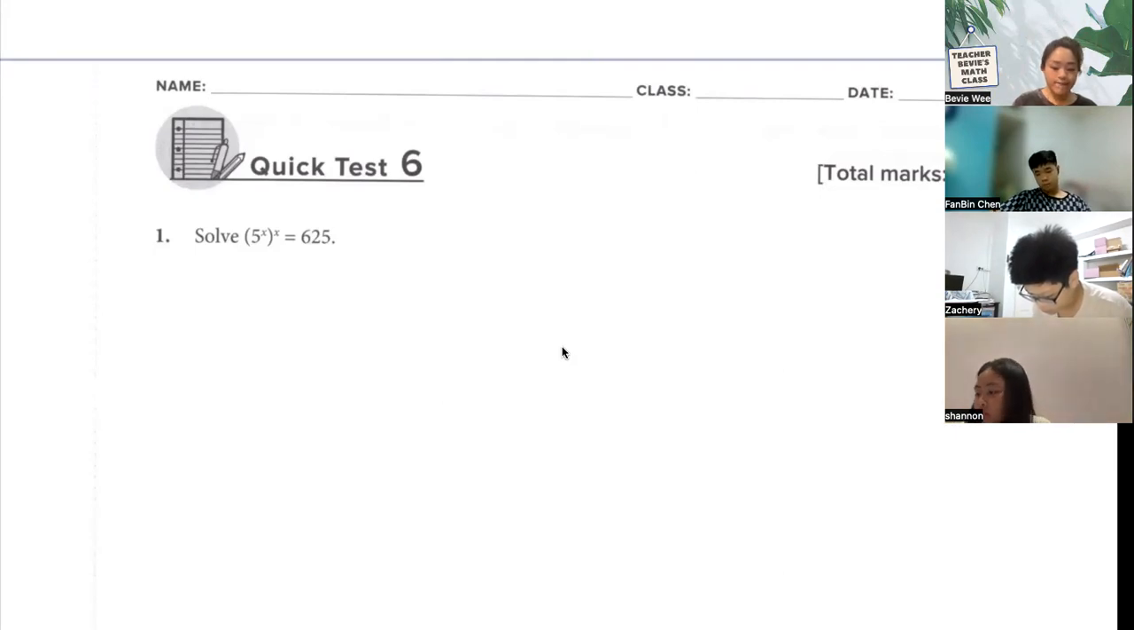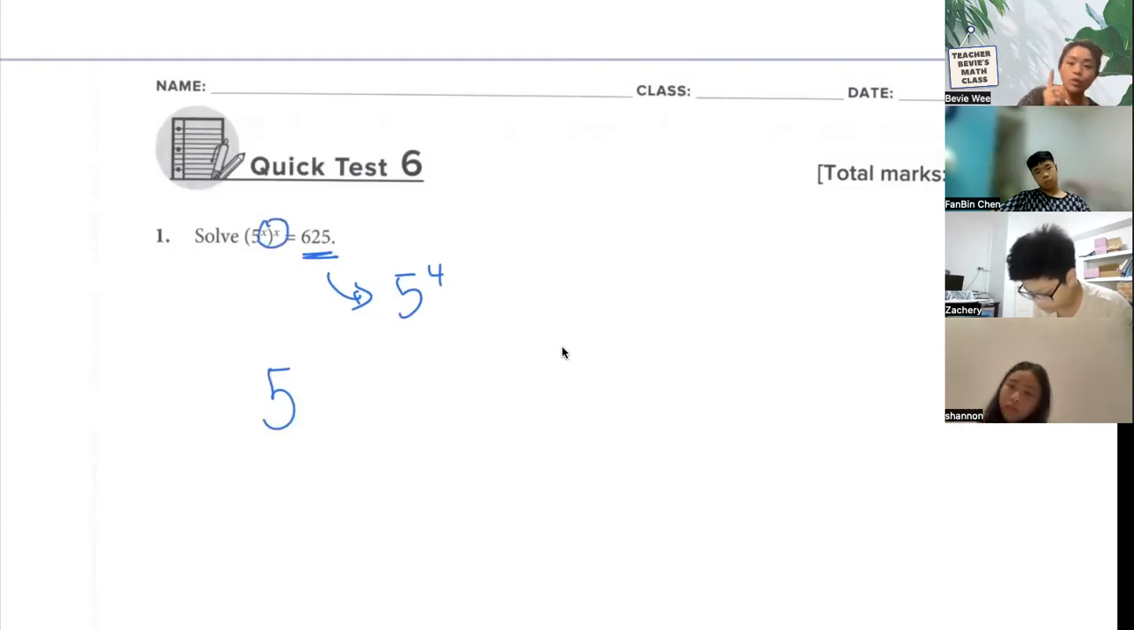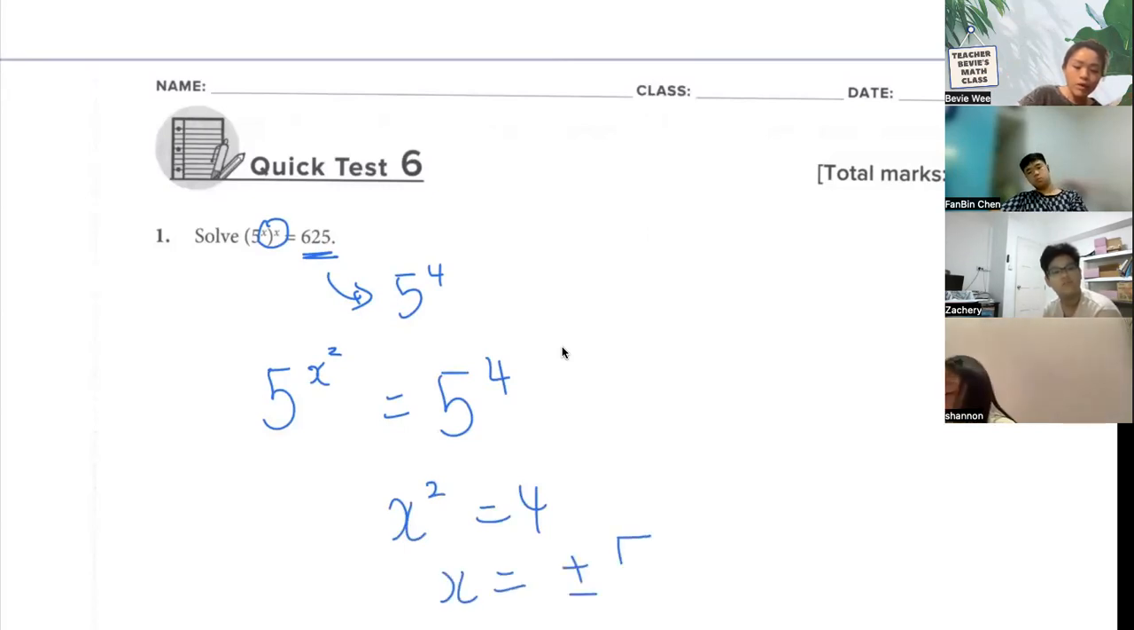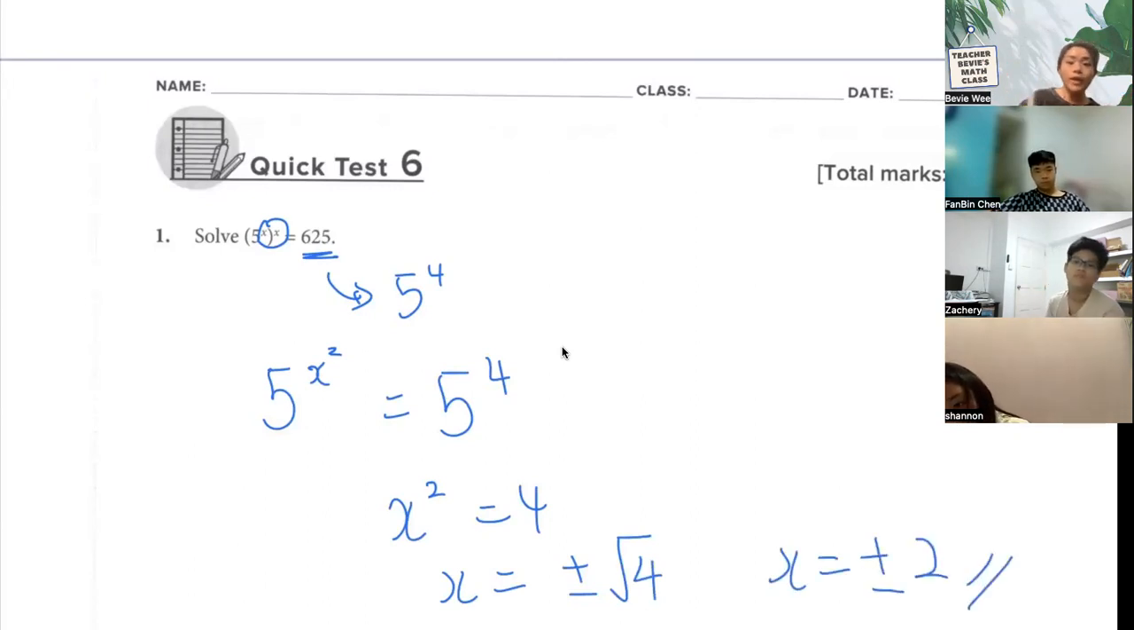How did Zachary get? 625, I can change to a base of 5 to the power of 4, right? For this kind of situation, I don't need to log both sides. So it's 5. Take note, this is not 2x, it is x squared. X times x gives me x squared, 5, 4. So x squared equals to 4. X equals to plus minus of square root of 4, which is x equals plus minus 2. Okay, good, good, good.